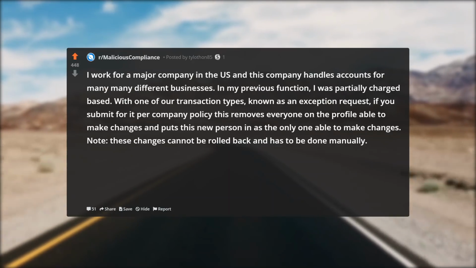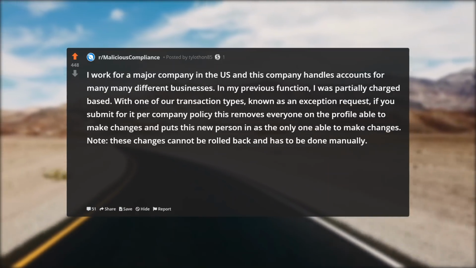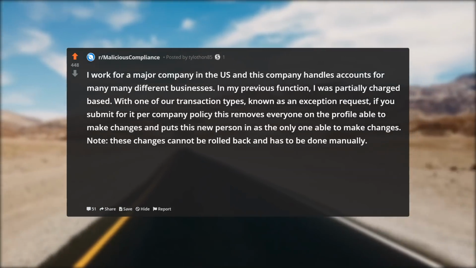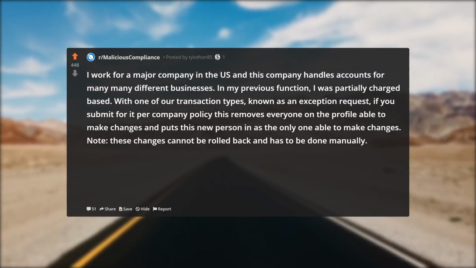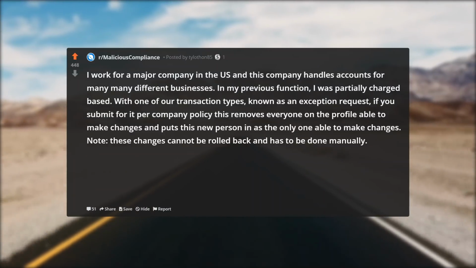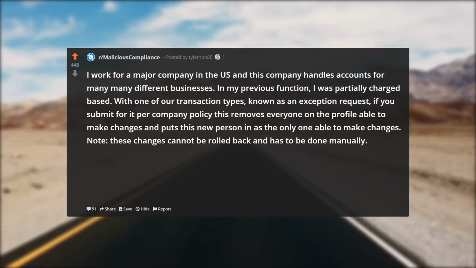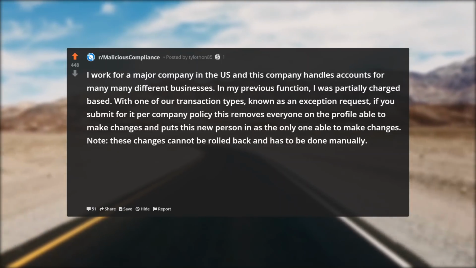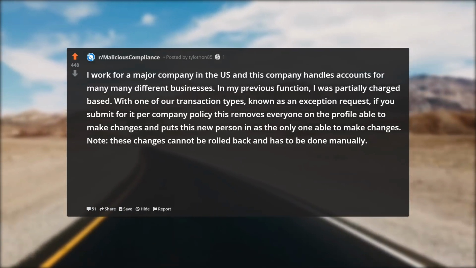I work for a major company in the US, and this company handles accounts for many different businesses. In my previous function, I was partially charged based with one of our transaction types, known as an exception request. If you submit for it per company policy, this removes everyone on the profile able to make changes and puts this new person in as the only one able to make changes. Note, these changes cannot be rolled back and have to be done manually.